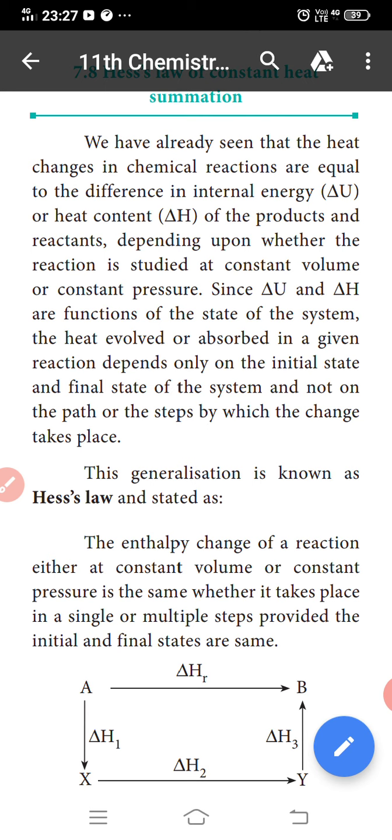This generalization is known as Hess's law, and it states that the enthalpy change of a reaction, either at constant volume or constant pressure, is the same whether it takes place in a single step or in multiple steps, provided the initial and final states are the same. So ΔH1, this is the initial state A, this is the final state B. A to X is ΔH1, then ΔH2 to Y, and ΔH3 to B. So ΔH_R means the reaction.